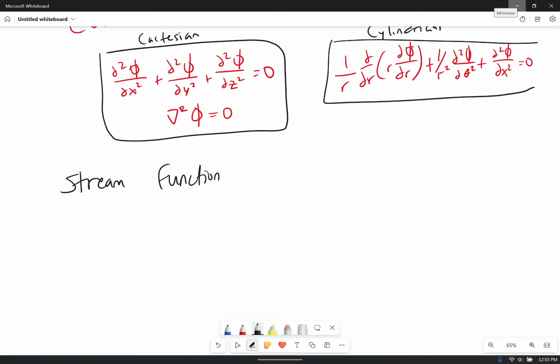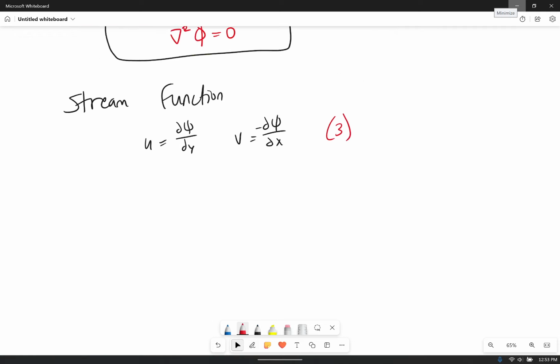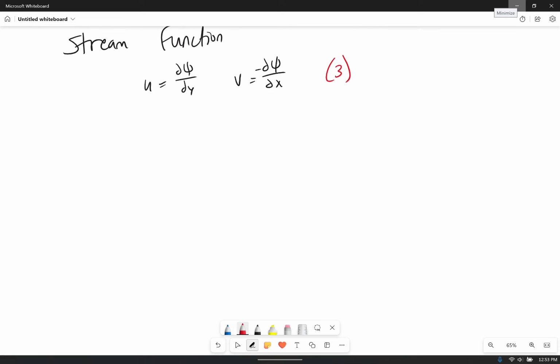So first off, for our stream function, we know that the u component velocity is equal to the gradient of the stream function in the y direction. And our v component is equal to the gradient of the stream function in the x direction. And there's a negative sign there. So we'll call this guy equation 3 because we've got a whole bunch of equations so far. Let's try to keep our numbers together. Now, because the flow is irrotational, that tells us another condition on our velocity components, specifically on the gradient. Okay, so flow is irrotational.